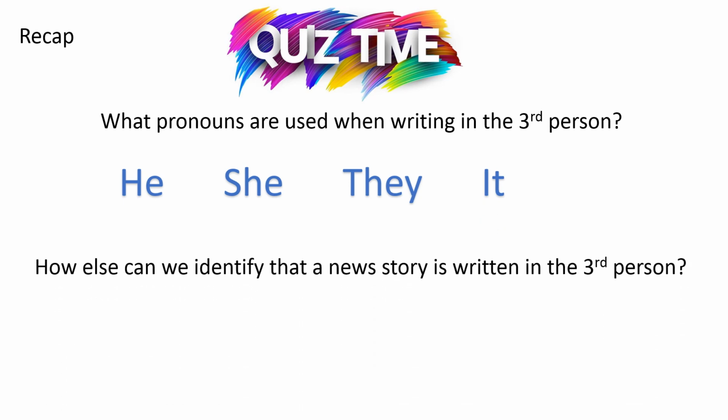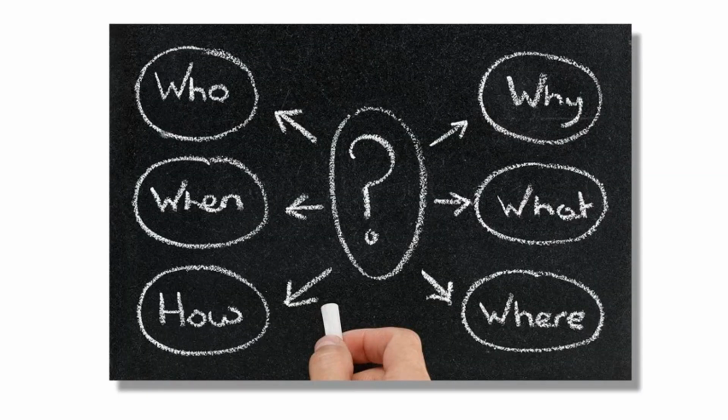Second question. How else can we identify that a news story is written in the third person? Pause and have a think. A person's name or group name is used. Well done if you got that correct. Let's move on. Now, what do we mean when we say who, when, why, what, where, and how?